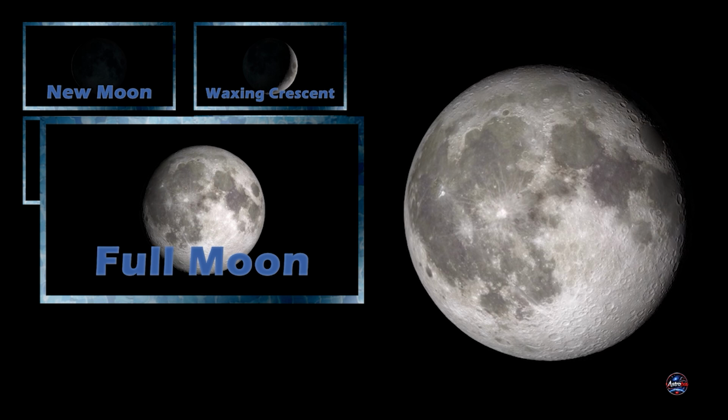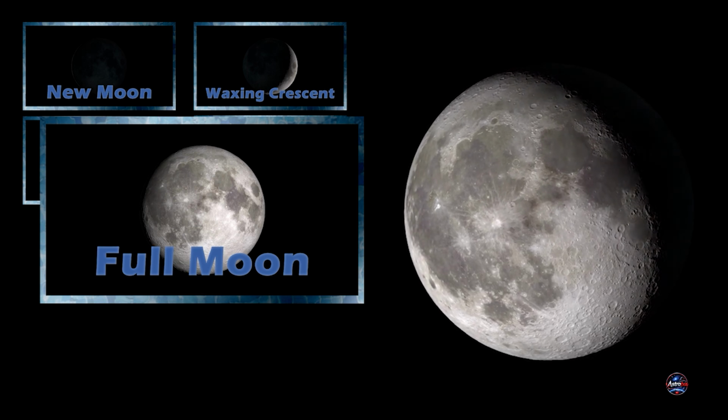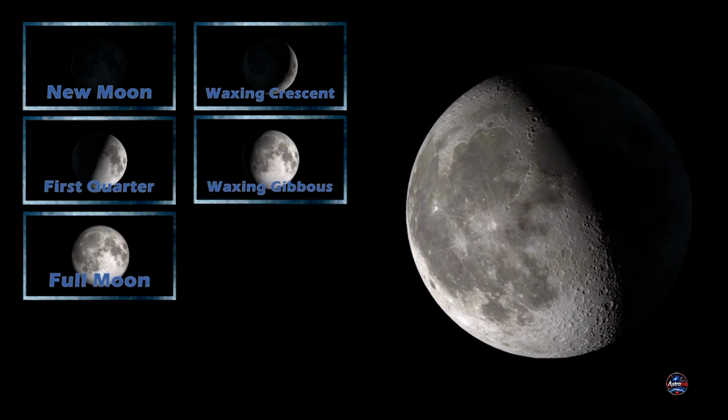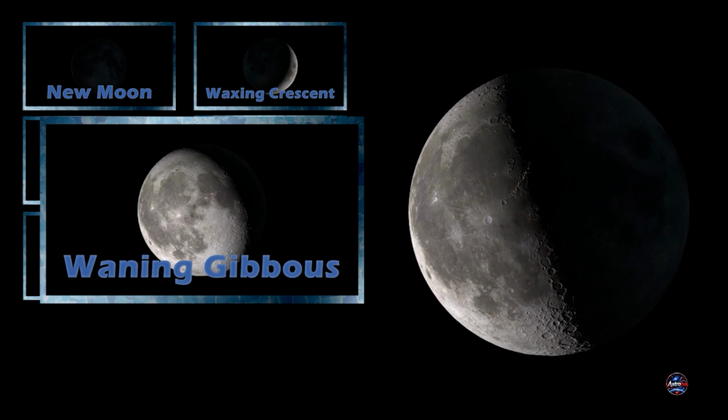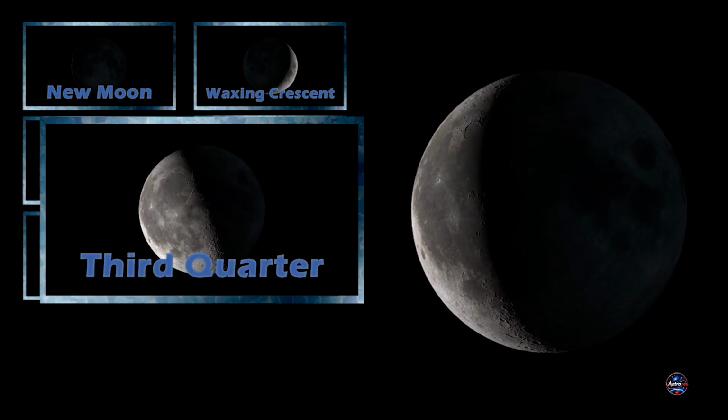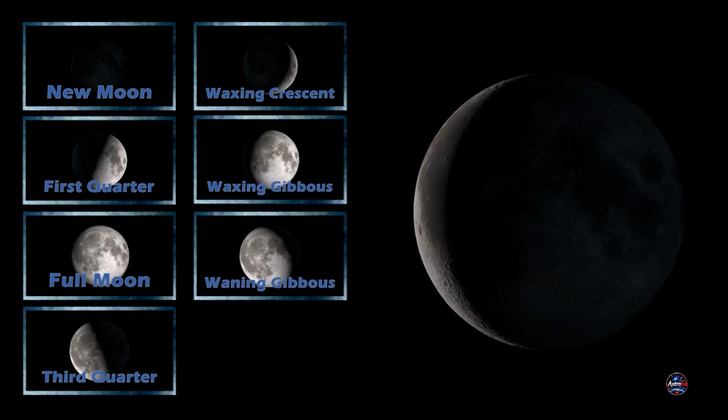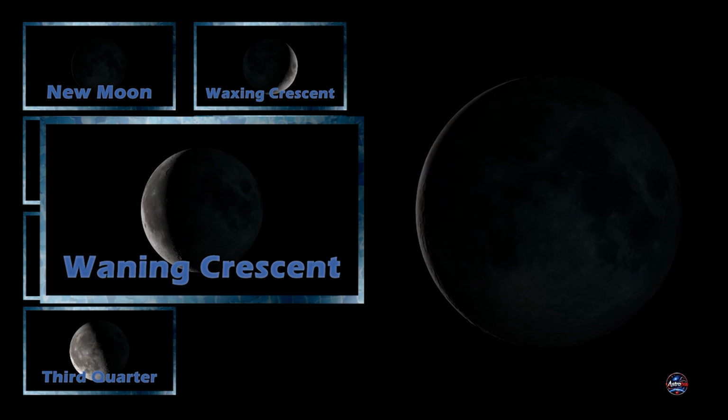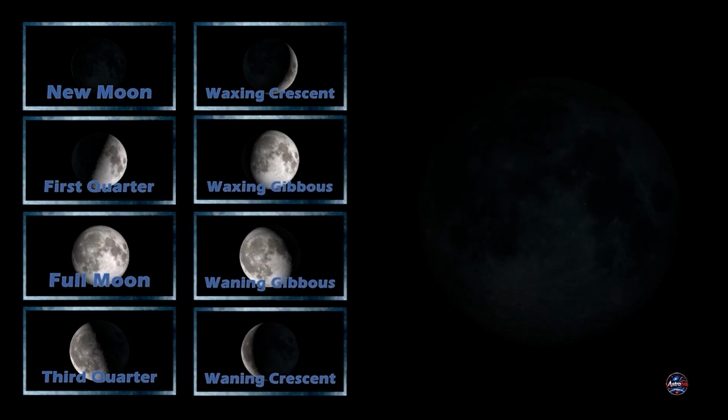You might have heard this phase before. This is what we call a full moon. After this phase, the moon will go from a waning gibbous phase into a third quarter moon. After the third quarter moon, it will become a waning crescent until it returns to a new moon.